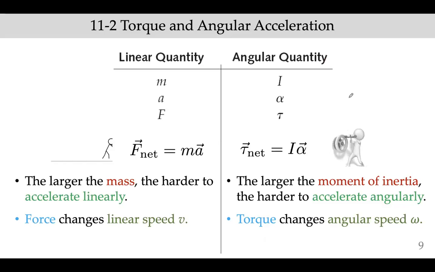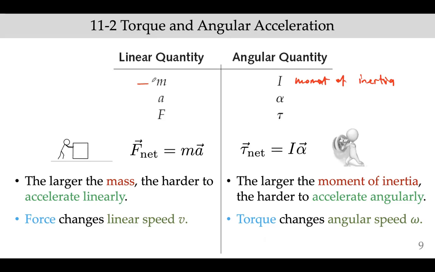So now in chapter 10, we talked about analogies between linear quantities and angular quantities. So we will continue with those analogies. The linear quantity is mass, and the corresponding angular quantity is moment of inertia. It's also called angular mass, but we will call it moment of inertia.